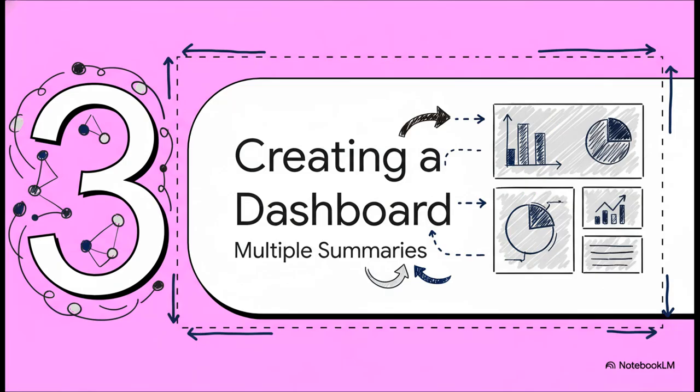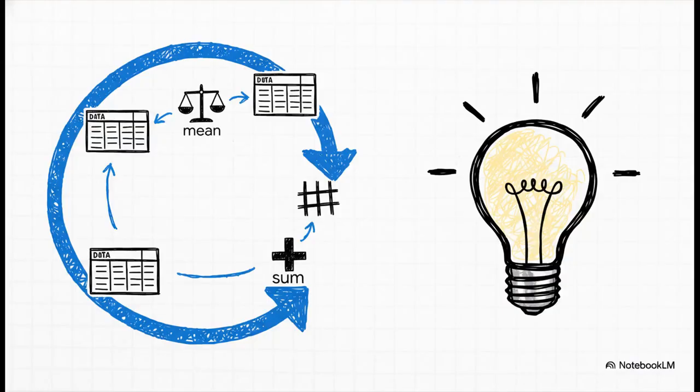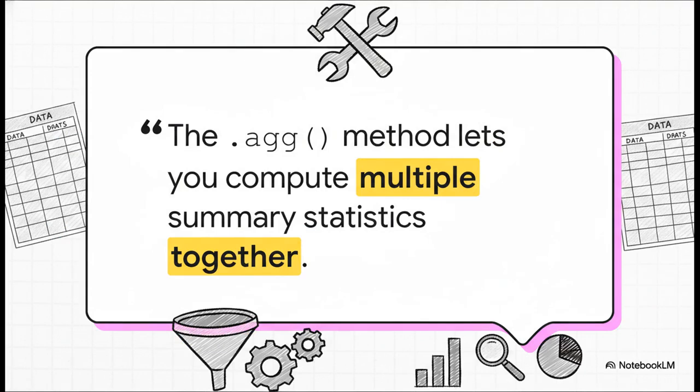Okay, calculating one metric at a time is useful, for sure, but it's not very efficient. What if we want to create a little mini dashboard, to see several summaries all at the same time? I mean, doing a group by for the mean, then another one for the count, and then another for the sum, it gets so repetitive. Luckily for us, there's a much more elegant way to do this. And that solution is the aggregate method, or as you'll type it, .aggregate. This thing is your power tool for generating really rich summaries. It lets you specify all the calculations you want to do in one single clean command.